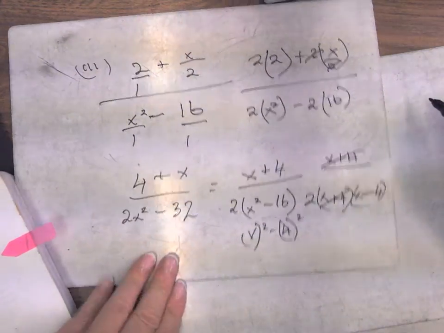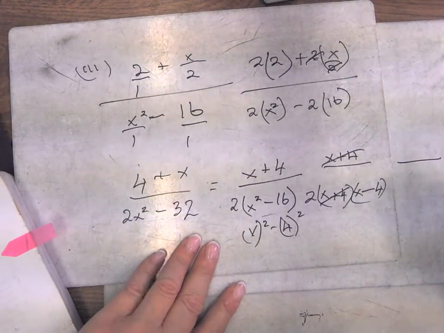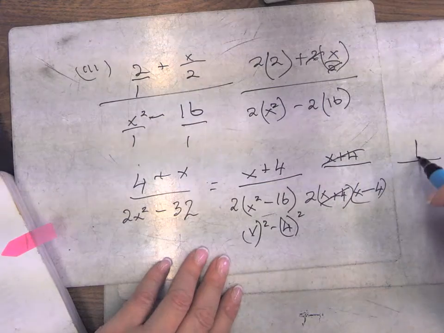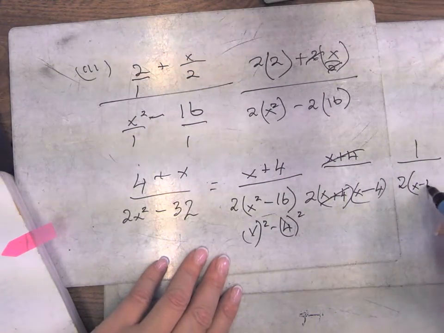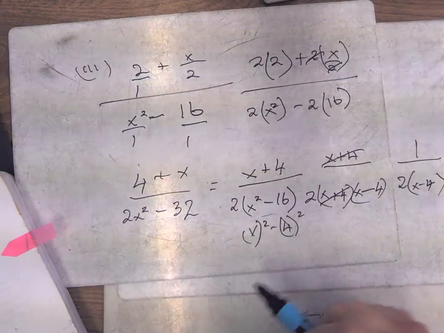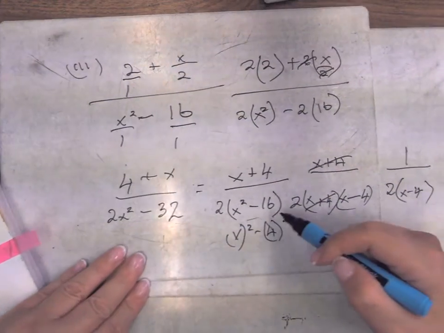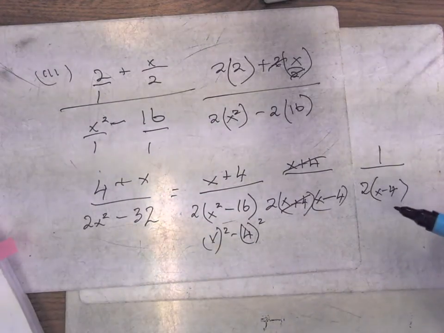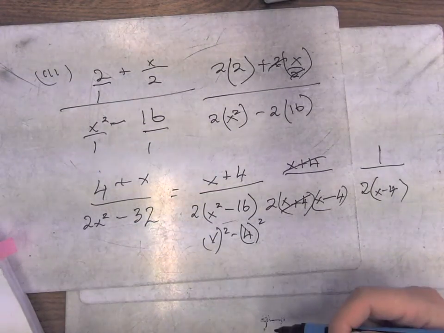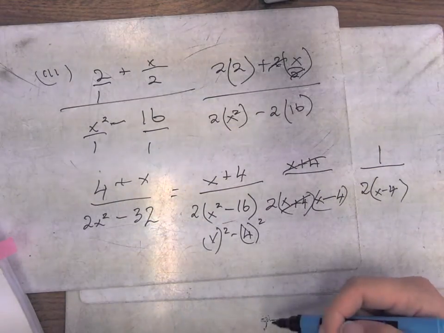Now I can't have nothing left on top. So when there's nothing on top, what do I write in? 1. Right, and 2 bracket x minus 4 is left on the bottom. Is that okay? Yeah. Sorry, I can see it on my screen. Yours is a bit cut off, sorry. Right, are we good? Yes?